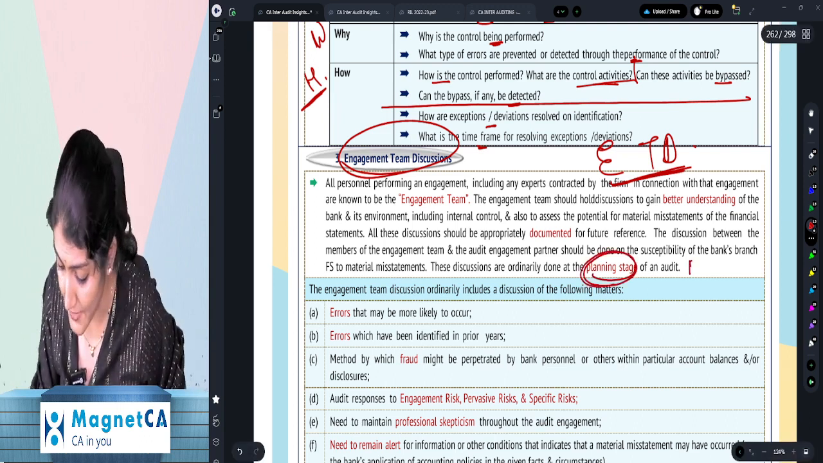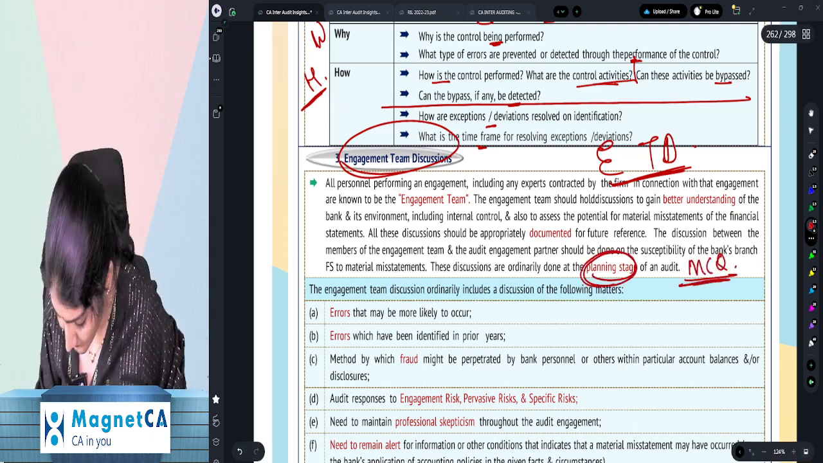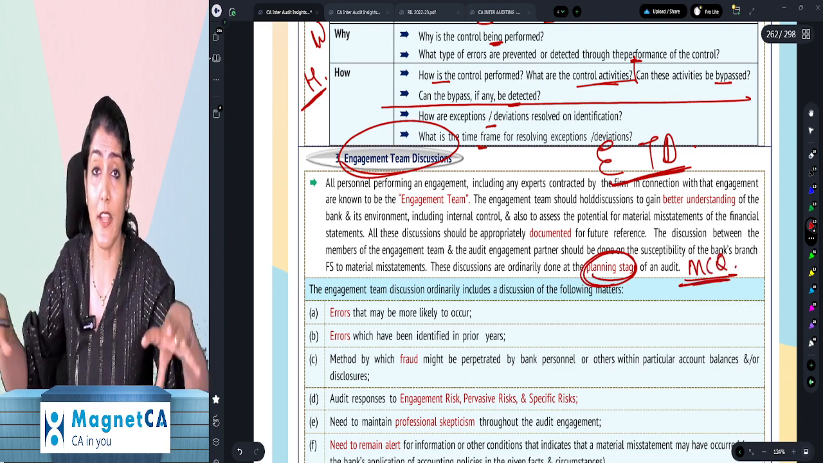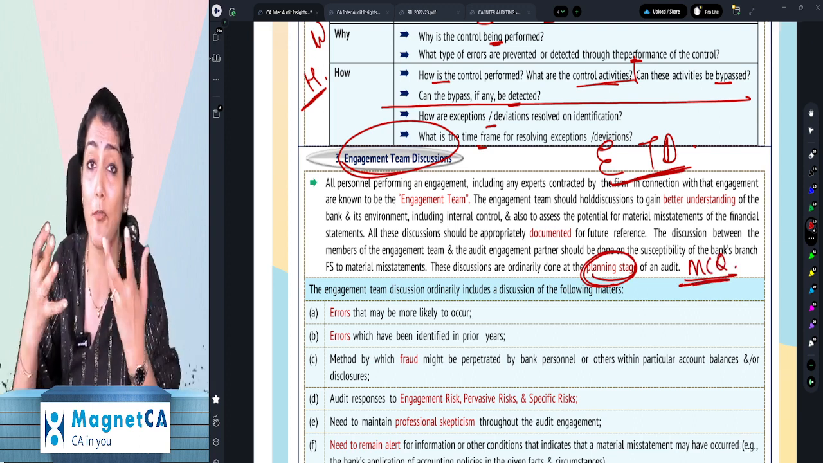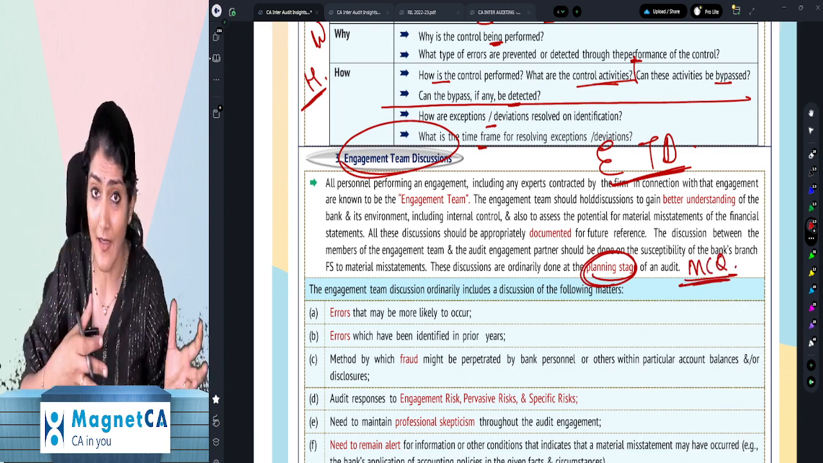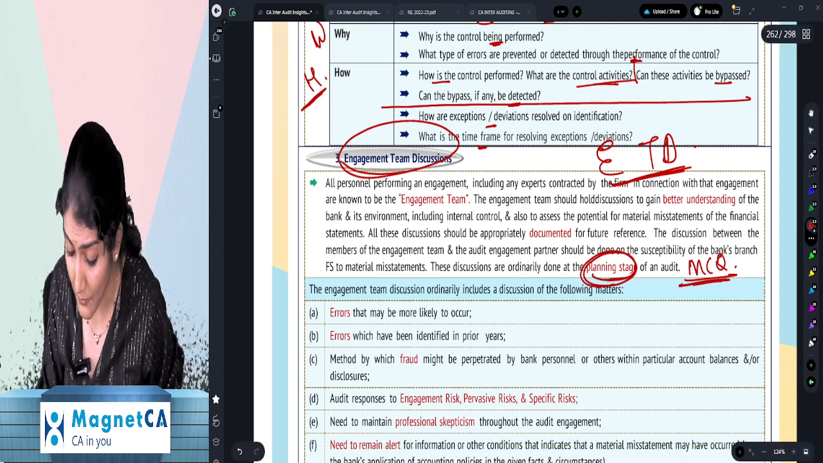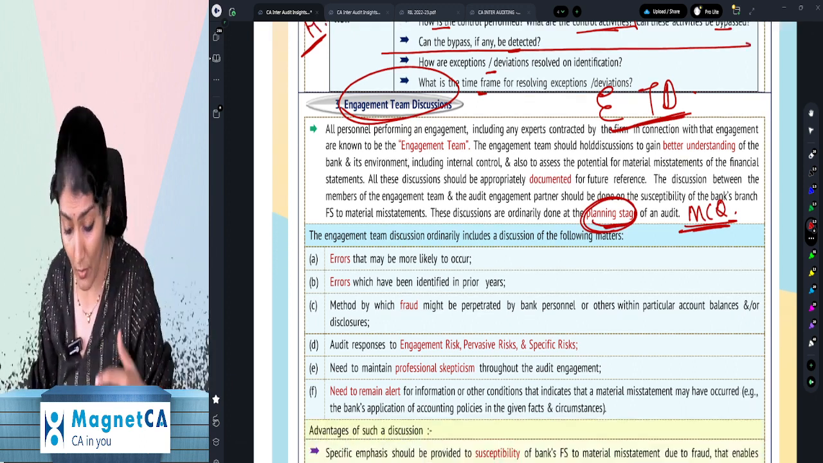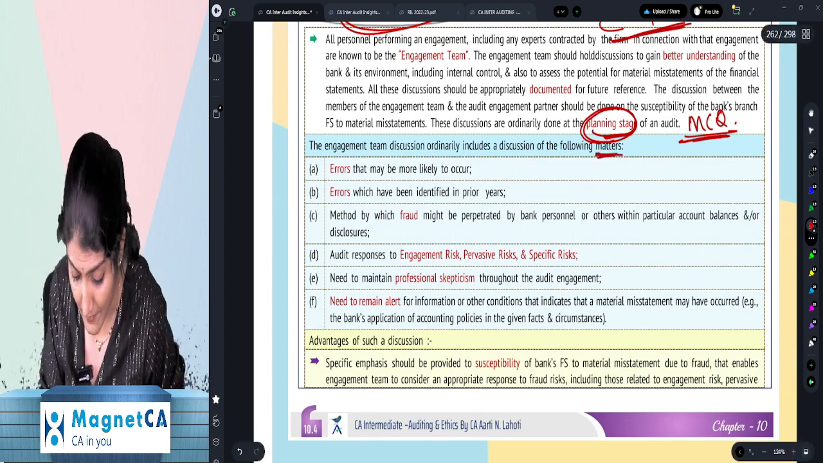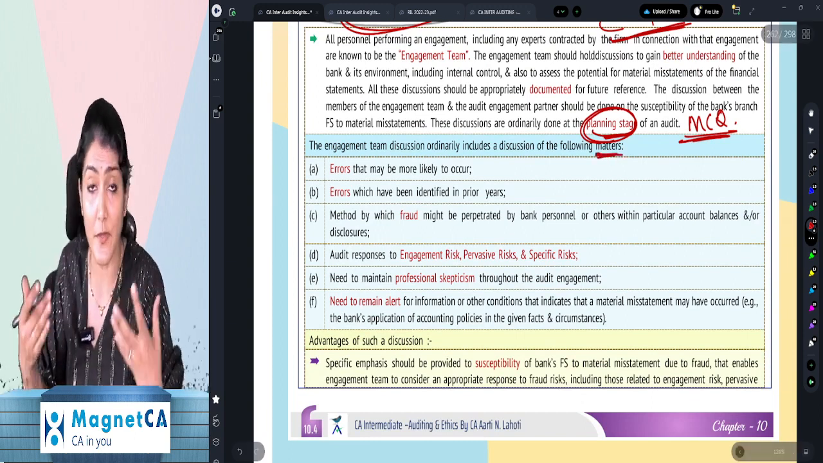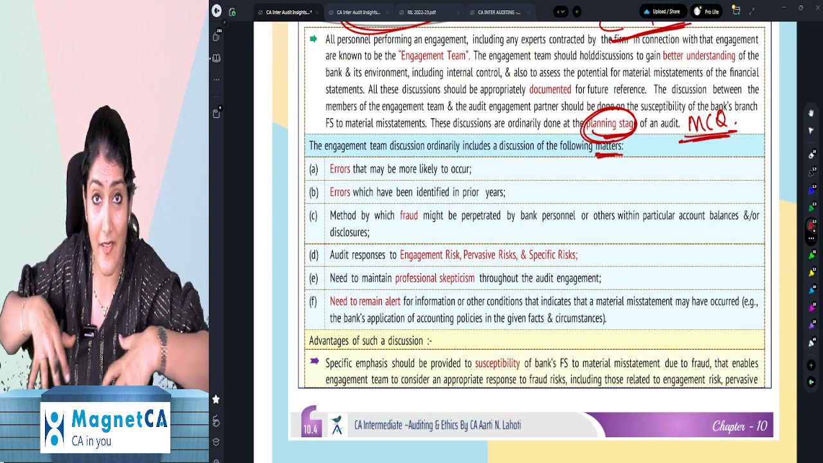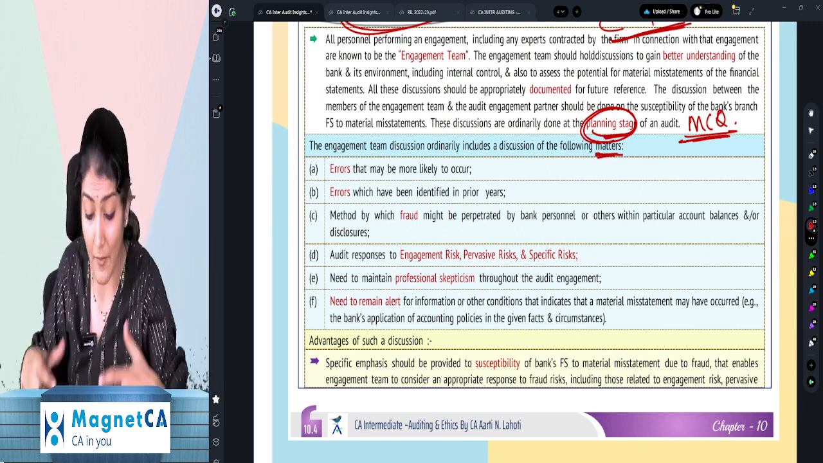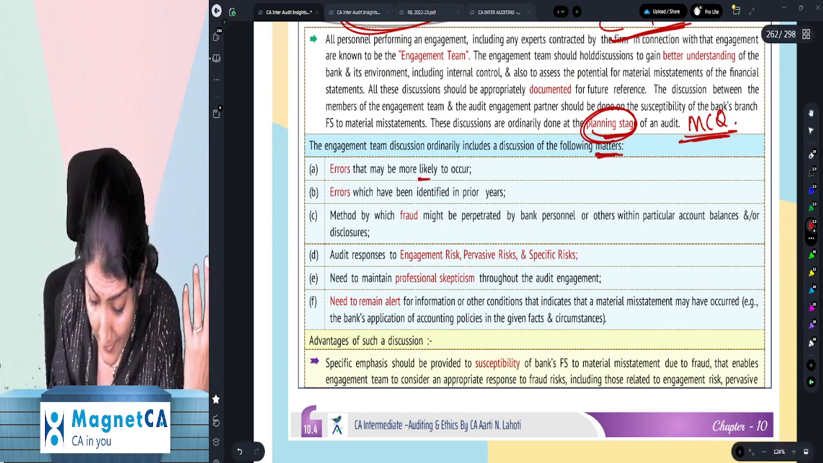At the planning stage of the audit, MCQ. At which stage of the audit should there be discussion amongst the members of the engagement team? Obviously at the start of the audit. At the start of the audit, what you do is the planning. So at the planning stage of the audit. Then it says, what are you going to discuss? What are the matters which are going to be discussed amongst, say, the 70 members of the engagement team? One, errors that may be more likely to occur.